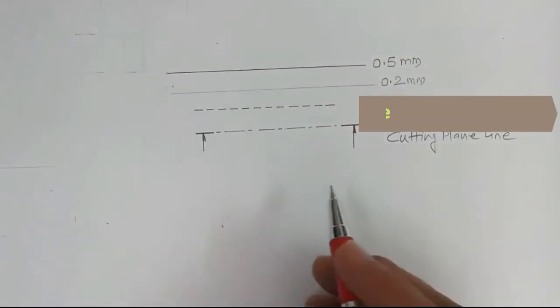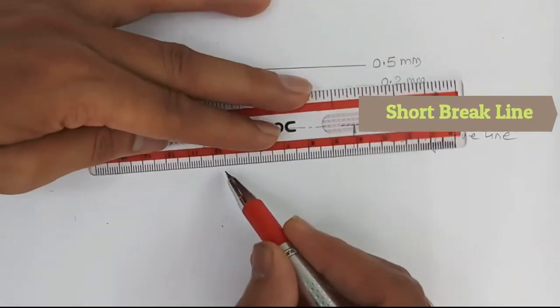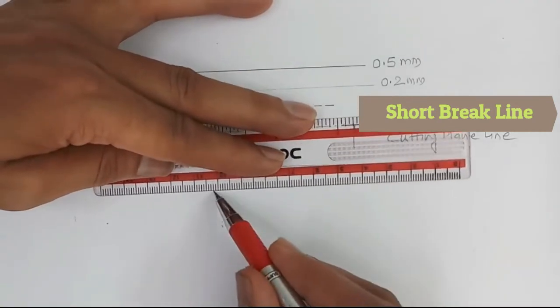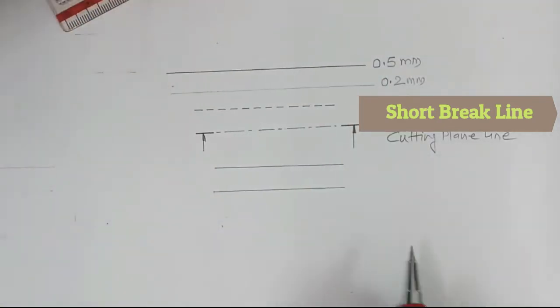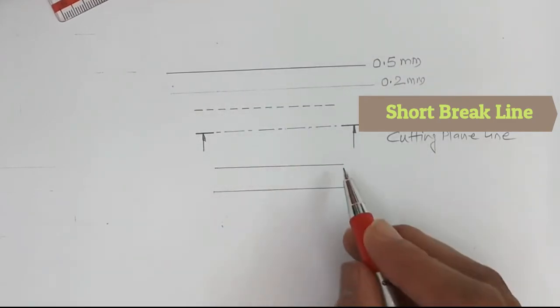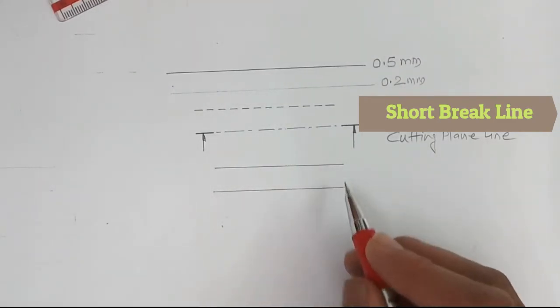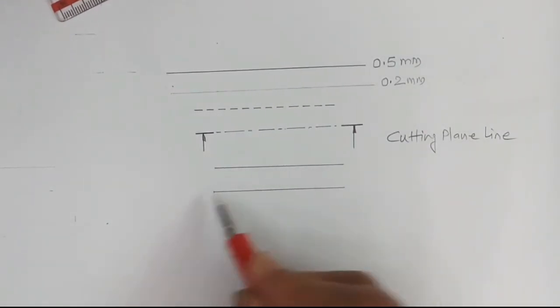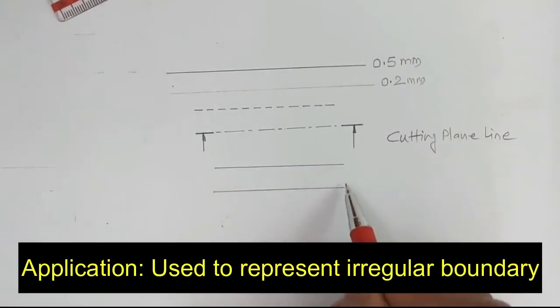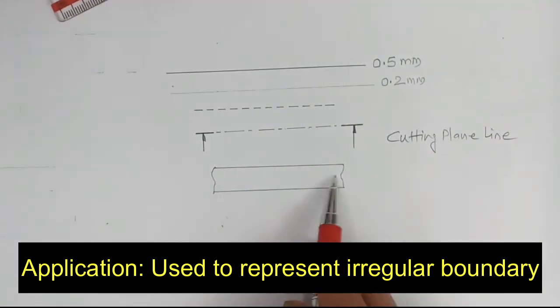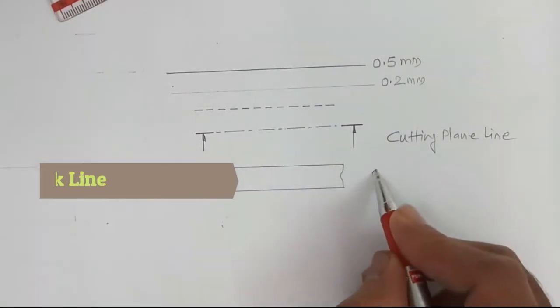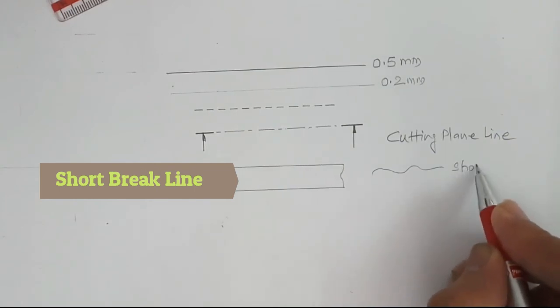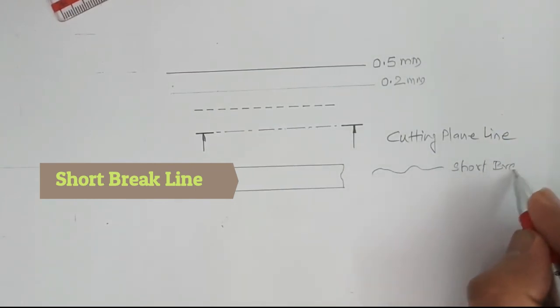Short break line. Now when to use a short break line? Let us say I have a very long shaft with me. A shaft is generally represented on the drawing something like this. It is circular in section. All of you might be understanding a shaft. So circular in section, it will look something like this when viewed from the front, and whenever it is cut or it has an irregular boundary, it is not cut properly, then to represent this irregular boundary we use such a wavy line. Such a wavy line is called a short break line. So whenever I use a line something like this, this line is called a short break line.